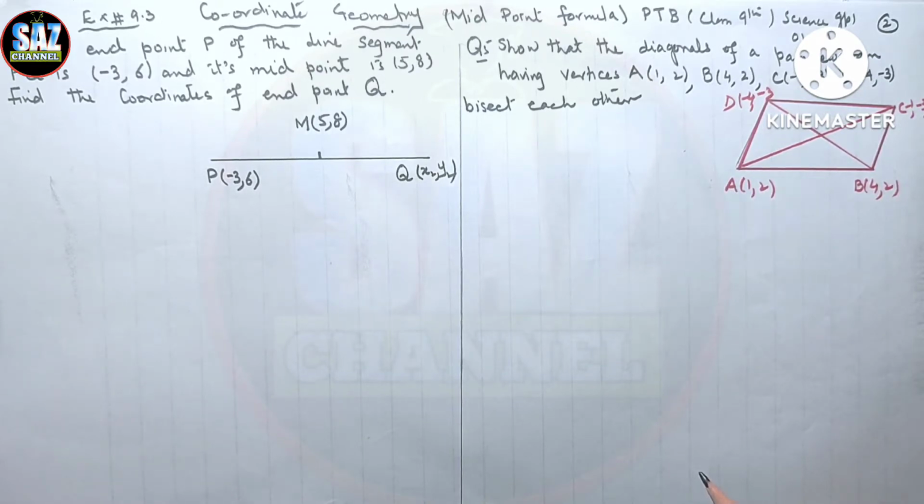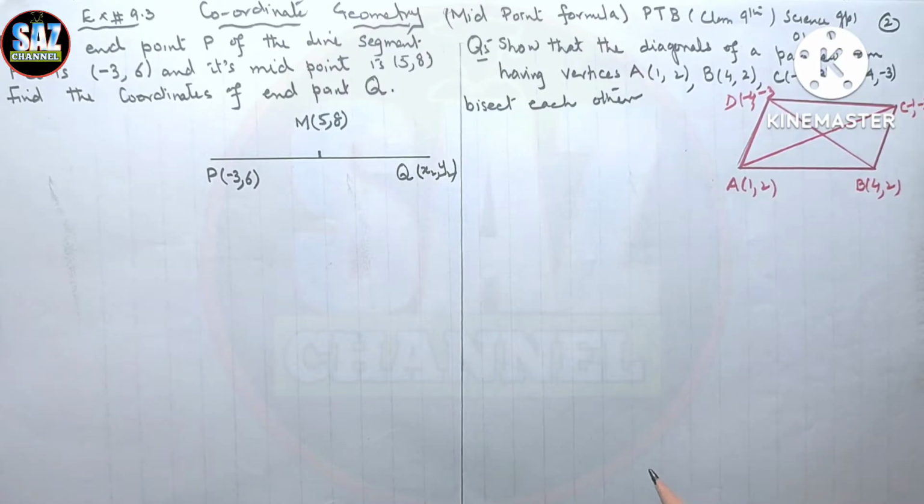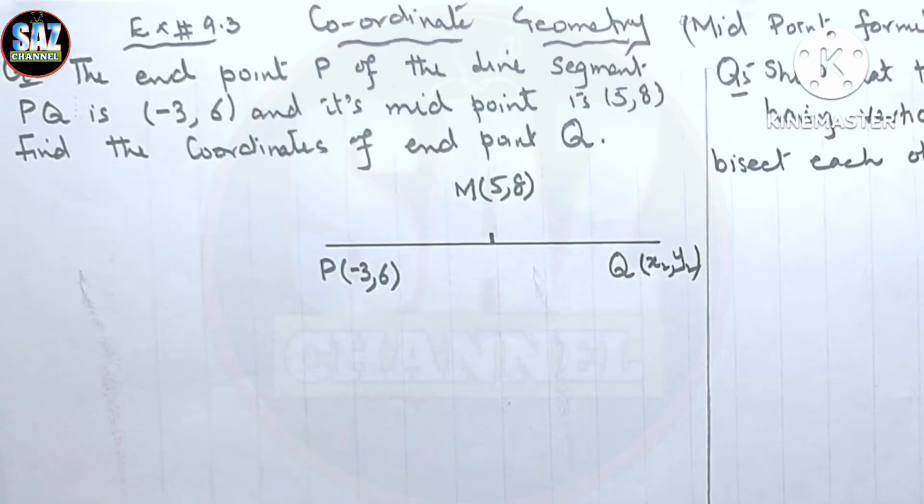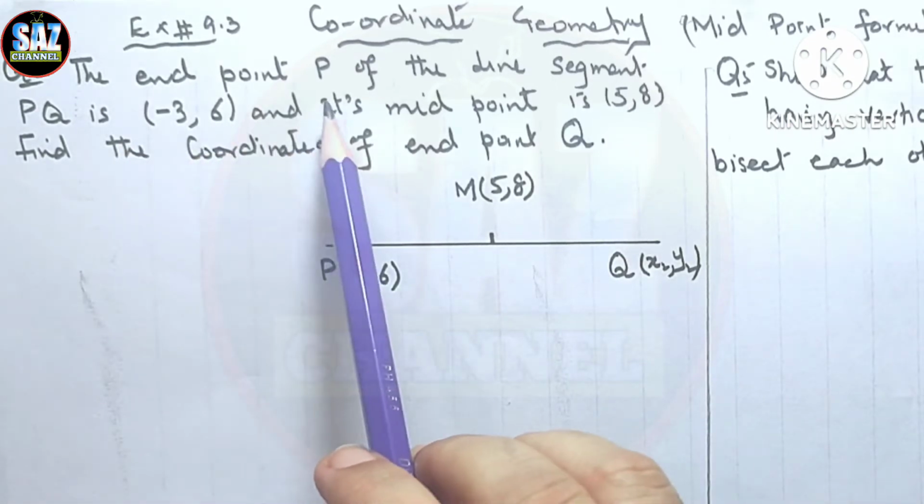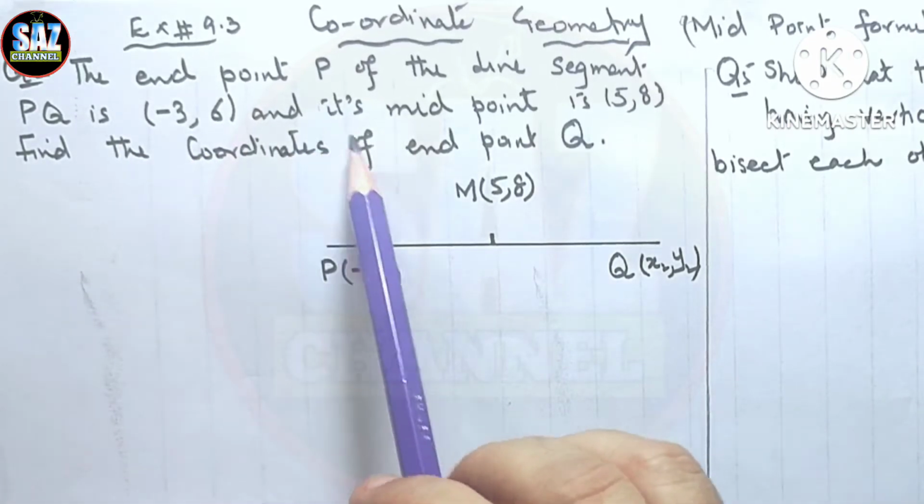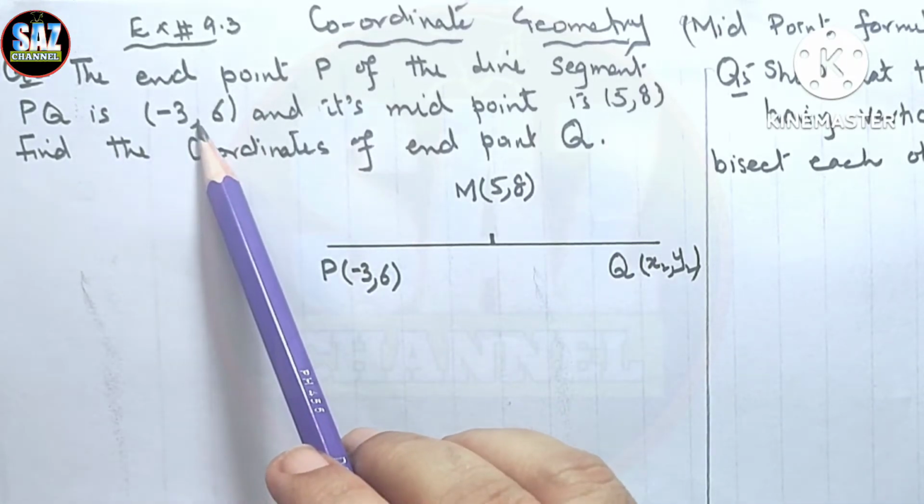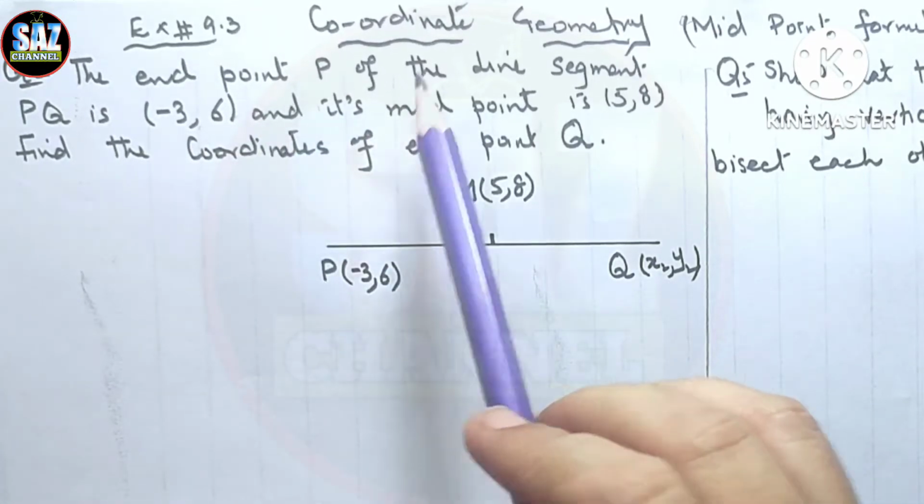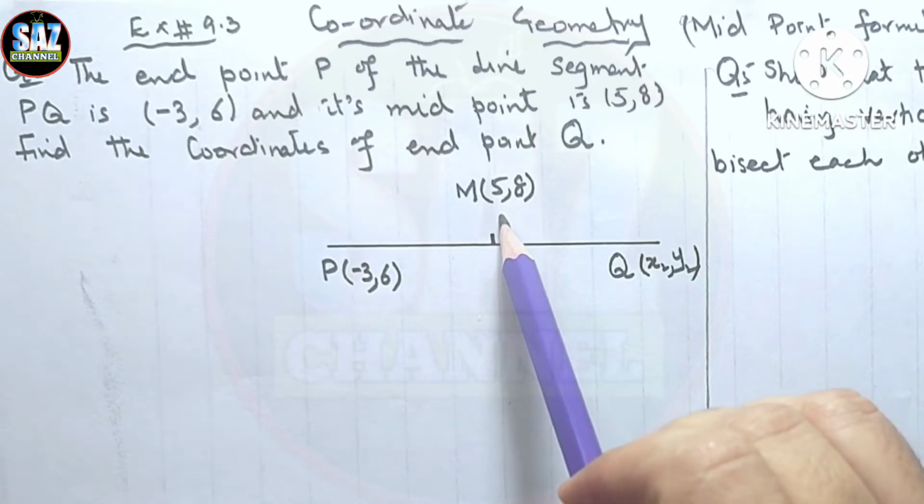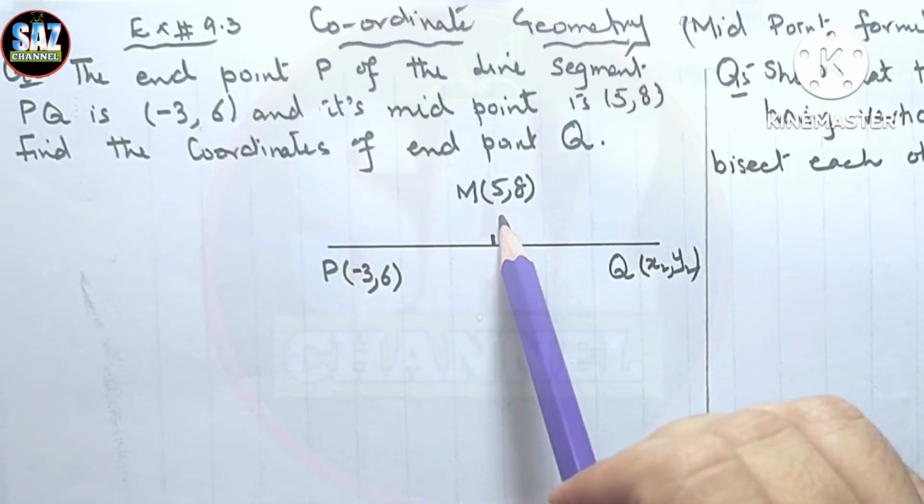So let's begin the class with question number 2. And students, I hope you remember this very well, that reading and understanding of question is really important. Question 2 says, the endpoint P of the line segment PQ is (-3, 6), and its midpoint is (5, 8). Find the coordinates of the endpoint Q.